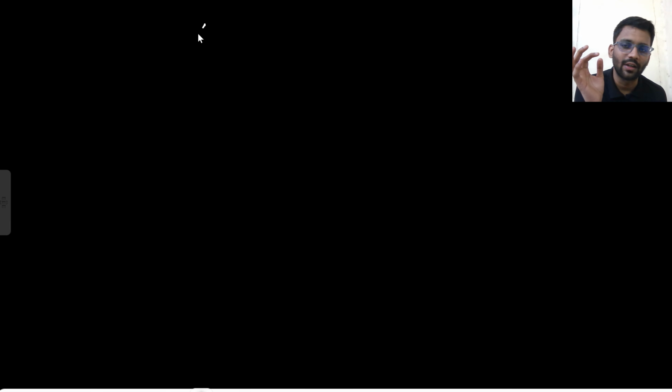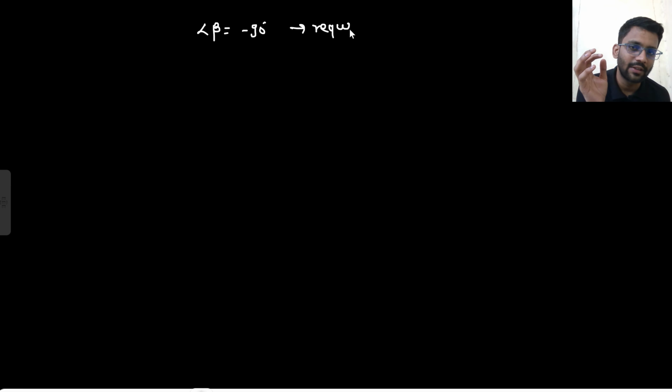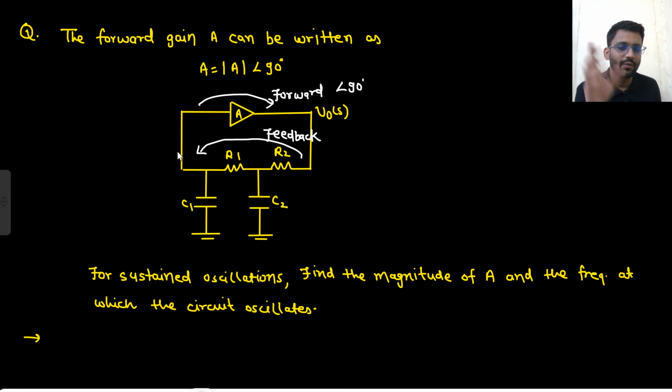So what is the angle provided by the feedback path you require? Beta should be minus 90 degree. This is required because in the forward path you are having 90 degree phase shift. Then in the feedback you would need another minus 90 degree phase shift, so it becomes 0.